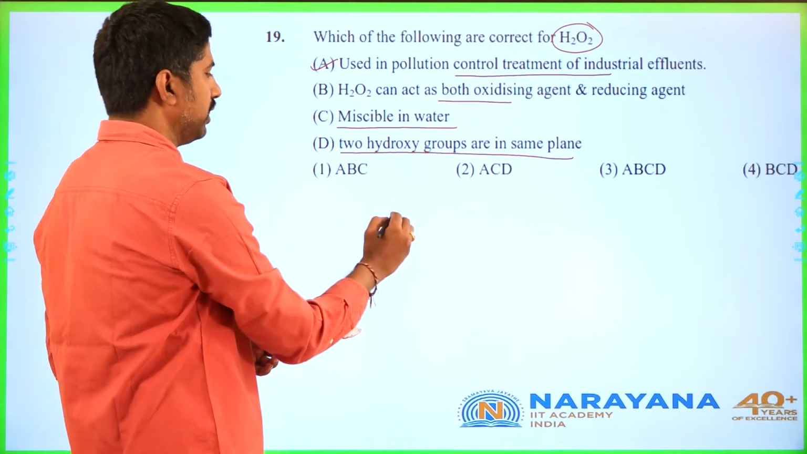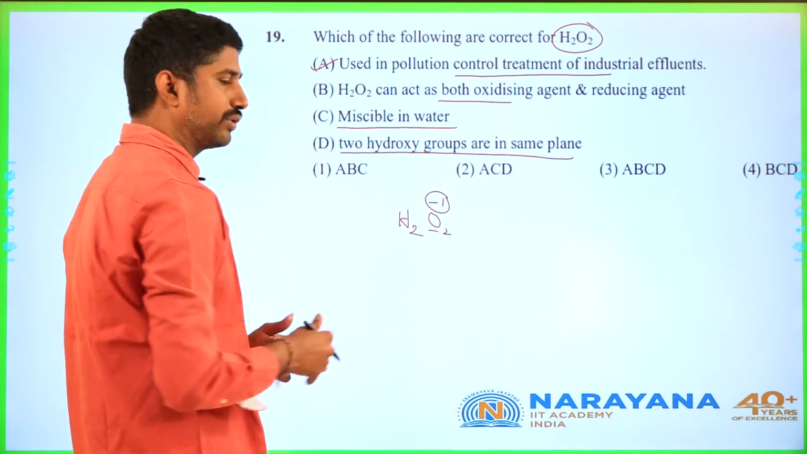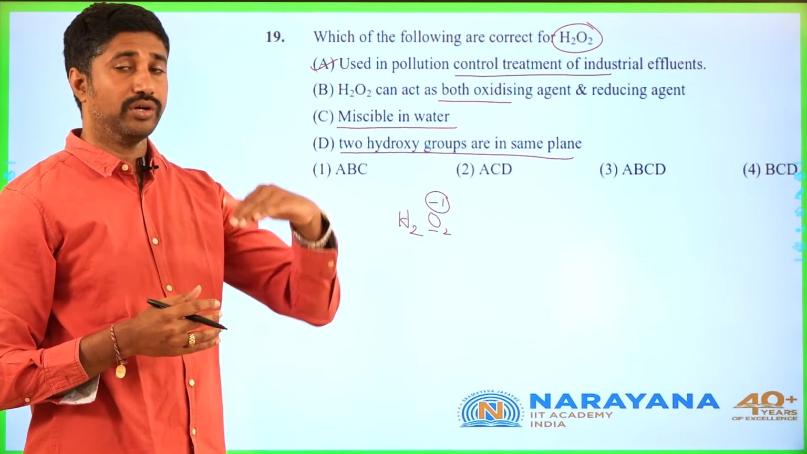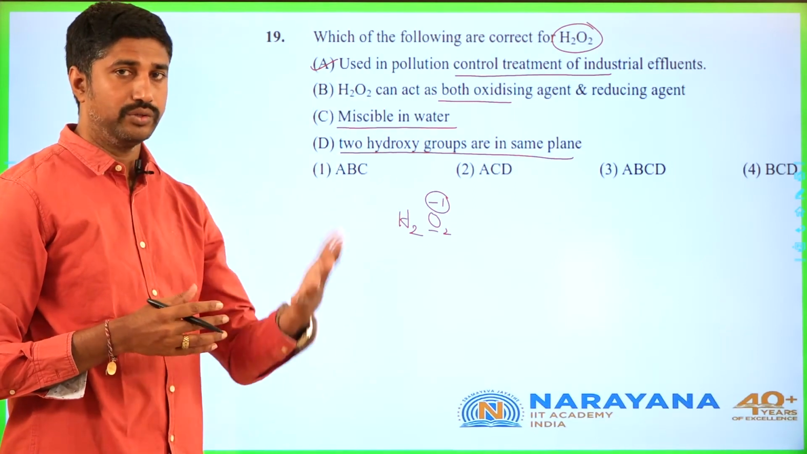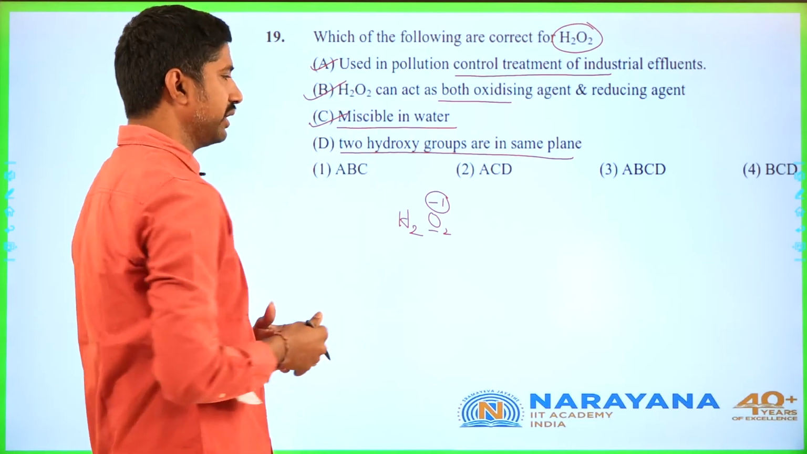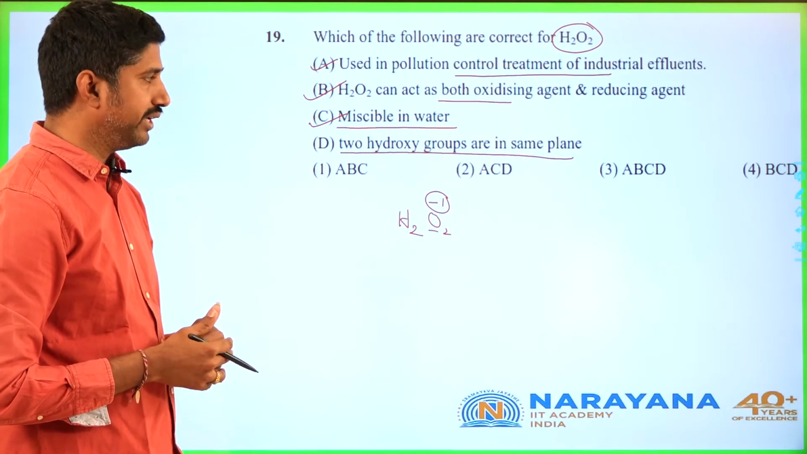And we know that in H2O2, hydrogen peroxide, oxygen has -1 oxidation state. So because of having -1 oxidation state, it acts as an oxidizing as well as a reducing agent. It is miscible in all proportions with water. And now verify option statement D.